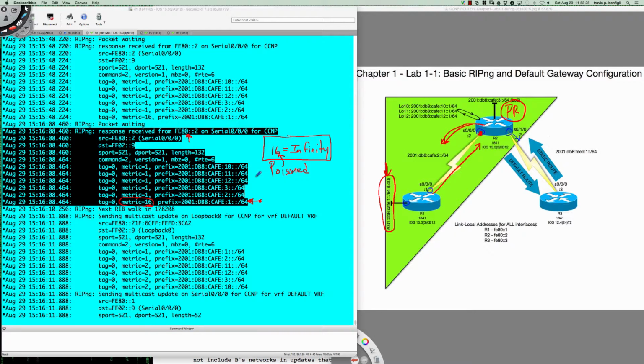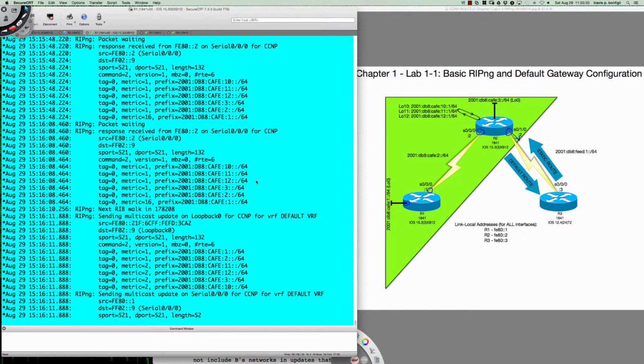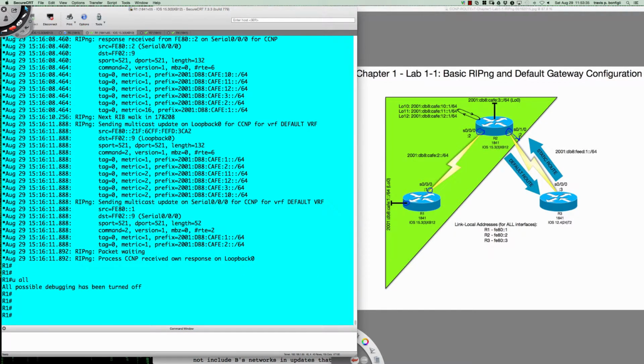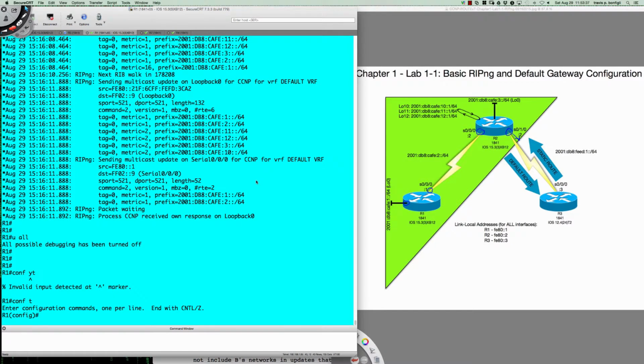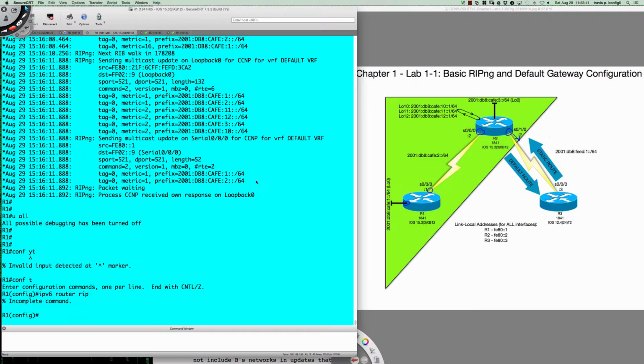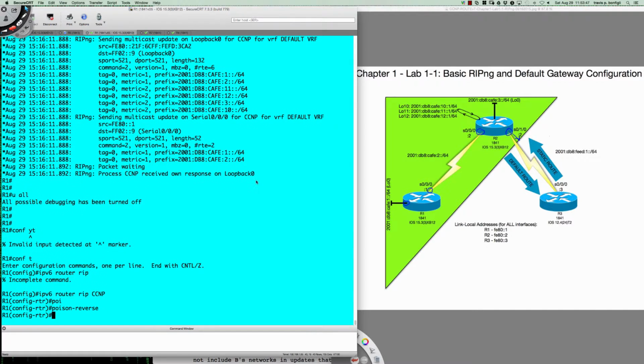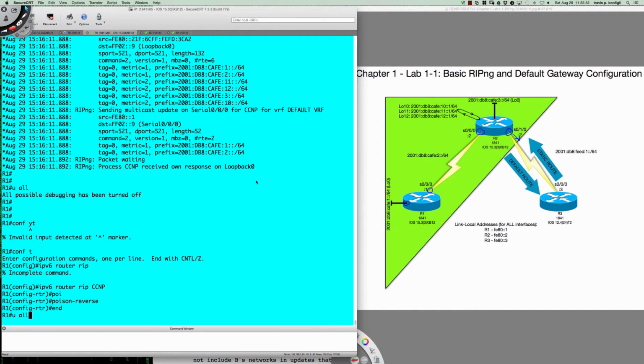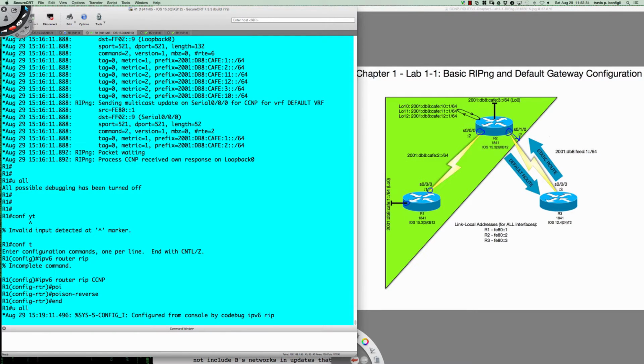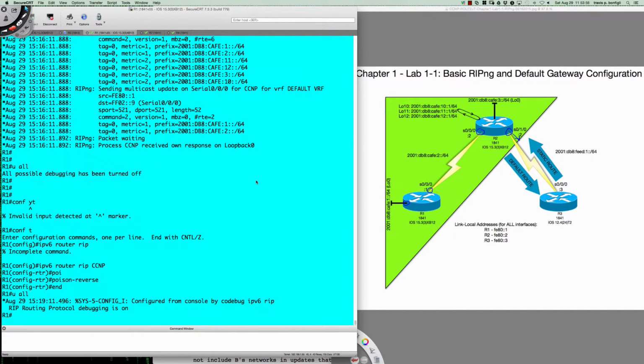So now let's go ahead and kick poison reverse on router 1. Let me clear the screen. We'll go into global config. I'll say IPv6, whoops, router RIP. Sorry about that. And we need the process name, CCNP. And I'm going to say poison reverse. Now let's keep our debug on as well, and let's turn the debug on and see what we see now.